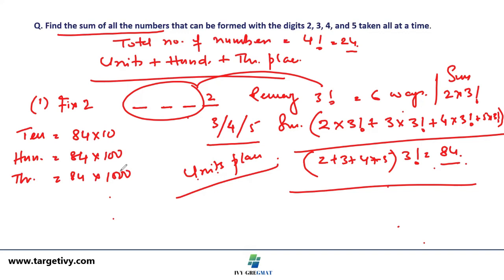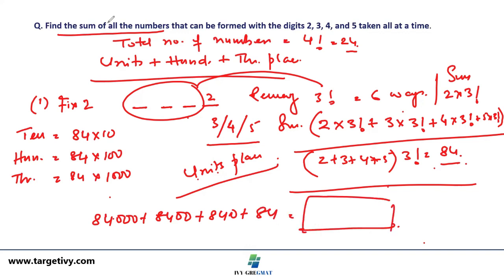So let's add up 84,000 plus 8400 plus 840 plus 84. Whatever the number is, it is the sum of all the numbers formed by these digits. Okay, let's go to the next one.